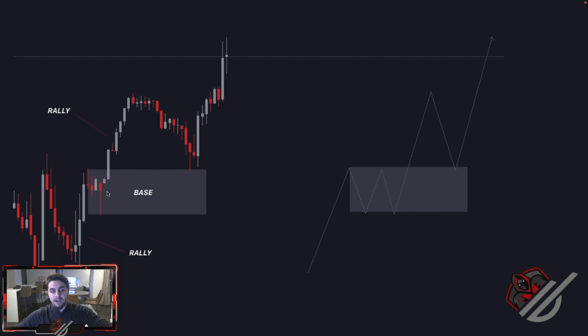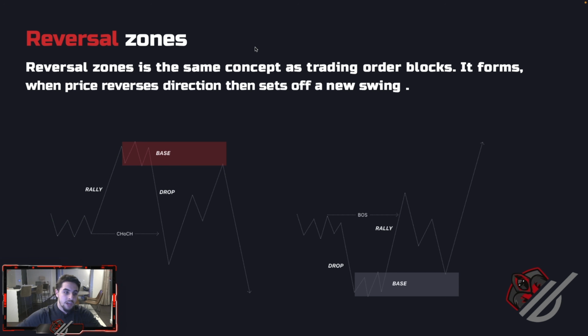In this case right here, we have a rally base rally, so we are bullish. When we get that pullback back into this continuation zone, we expect price to continue with that bullish momentum. Okay, so that is an example of a continuation zone. Let's move on to what a reversal zone looks like.